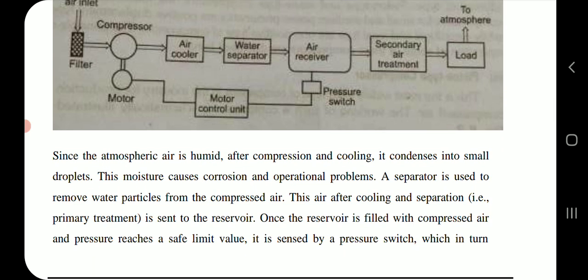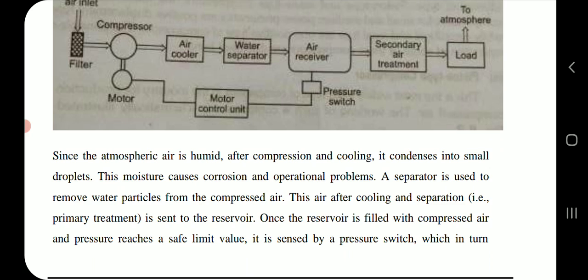Since the atmospheric air is humid, after compression and cooling it condenses into small droplets. This moisture causes corrosion and operational problems. A separator is used to remove water particles from the compressed air. This air, after cooling and separation, that is primary treatment, is sent to the reservoir.